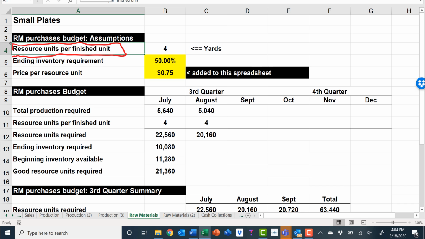Now, Eric, that seems like a lot of units. What's the difference between those things? For finished units, that's what we just computed under our last small plates. That's our production. So that's my production budget. Yep, and it has to be finished because that's what I'm going to sell. Right. Okay, so then what's this thing? That's how many units of resources we need to create that finished budget.